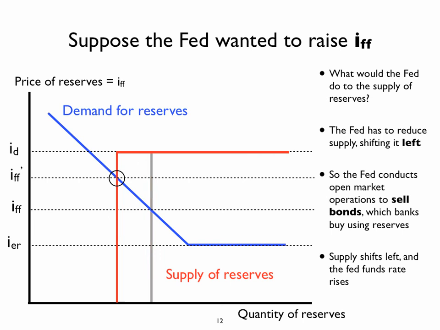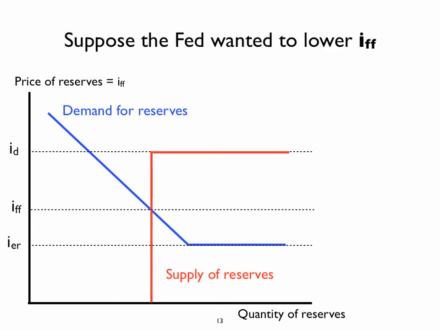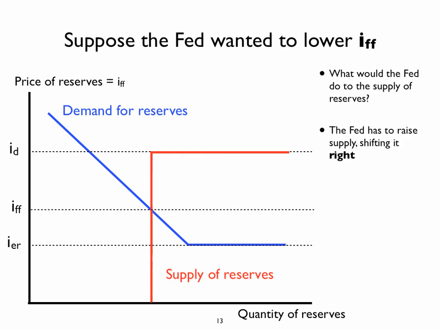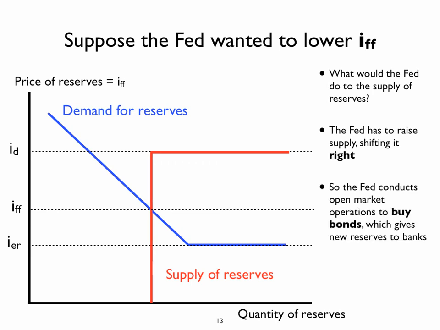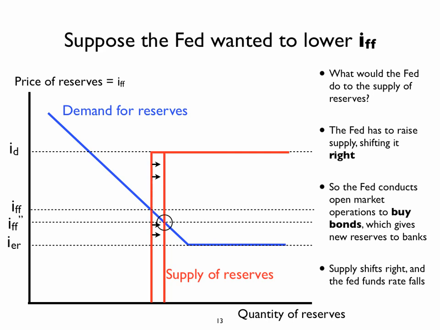By contrast, suppose the Fed wanted to lower the Fed funds rate. Well, what would the Fed do there? Just the reverse. The Fed has to raise the supply of bank reserves, shifting the supply curve to the right, so the Fed will conduct open market operations to buy bonds. And what happens there is the Fed announces that it will buy at some favorable price to sellers, a high price basically. And then what that does is inject new reserves, new cash, which takes the form of reserves initially, into banks. And that will raise the supply of reserves. As the supply curve shifts to the right, there'll be a new intersection of supply and demand, and the Fed funds rate will fall.